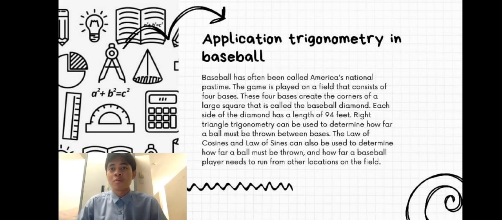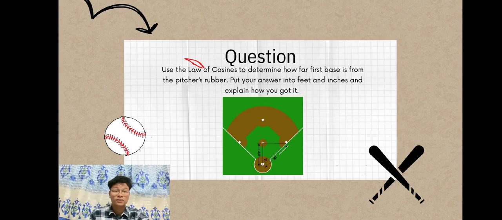Right triangle trigonometry can be used to determine how far a ball must be thrown between bases. The law of cosines and law of sines can also be used to determine how far a ball must be thrown and how far a baseball player needs to run from another location on the field. Now we are going to do some questions.